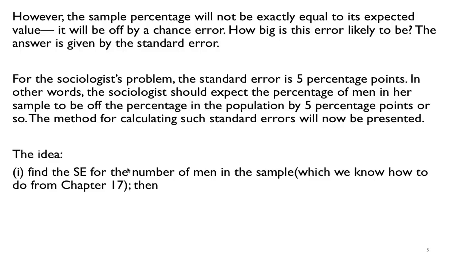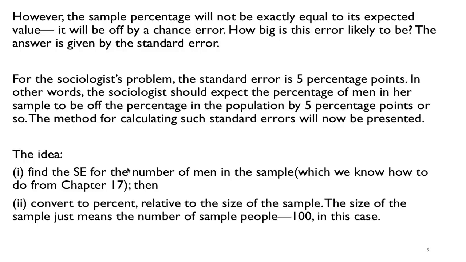So the idea here is that we're going to first find the SE, the standard error, from chapter 17 for the number of men in the sample, and then we're going to convert that into a percentage. So really in this section, the math is very similar to the last lecture in chapter 17, where we discussed the standard error. The only thing is that we have to convert that into a percentage, and so that means that we have to divide that by the sample size and then multiply by 100 to convert it to a percentage.